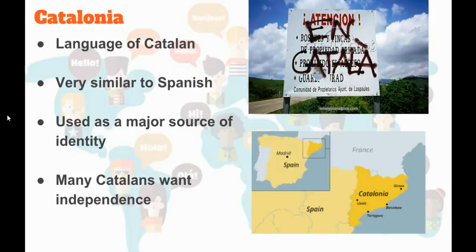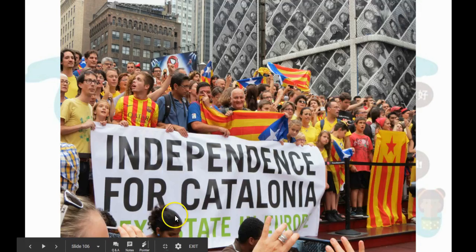Now our final multilingual state is technically going to be Spain, but the region we're looking at here is Catalonia. Keep in mind they had a recent referendum to try to declare independence from Spain. One of the reasons is the language Catalonia speaks. They feel it separates them from the rest of Spain. It's definitely used as a major source of identity. Again, keep in mind people identify a lot with their languages, and because of this identification, many Catalans want to have independence from the rest of Spain.